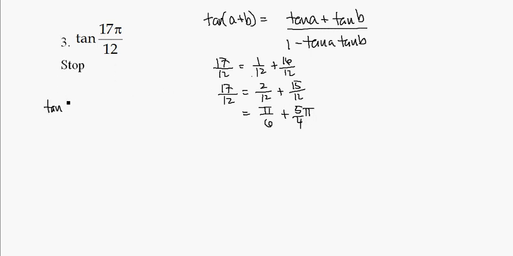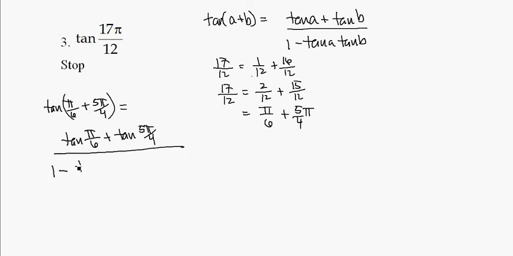So I have the tan of pi over 6 plus 5 pi over 4 is equal to the tan of pi over 6 plus the tan of 5 pi over 4 all over 1 minus the tan of pi over 6 times tan 5 pi over 4. Tangent of pi over 6 is 1 over radical 3. Pi over 4 with tan is 1. 5 pi over 4 is in the third quadrant, so that's plus 1, all over 1 minus the same values.